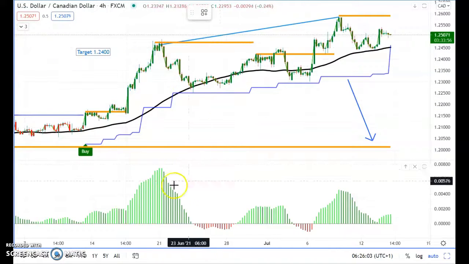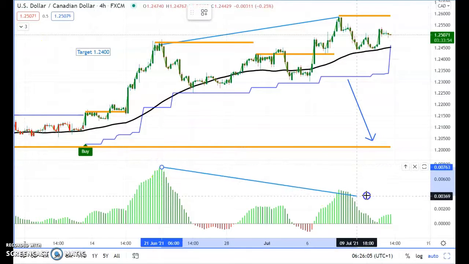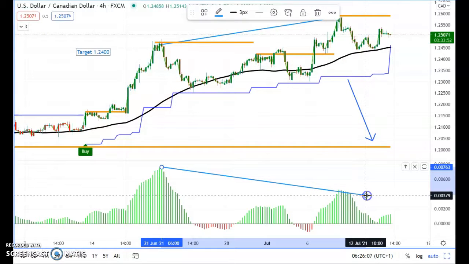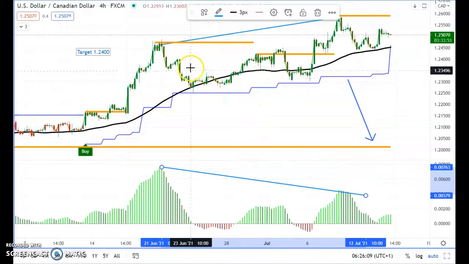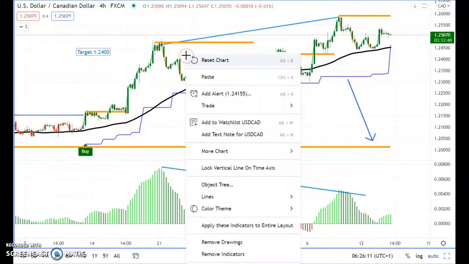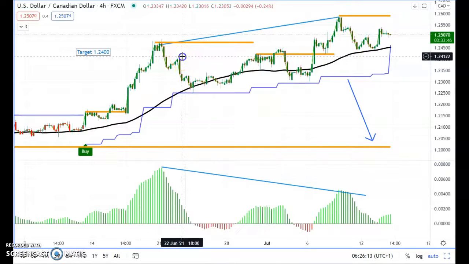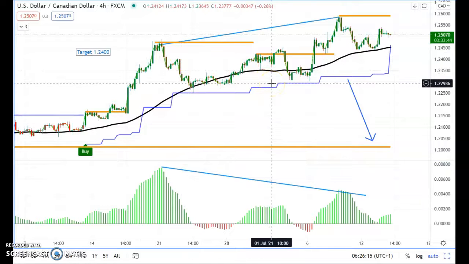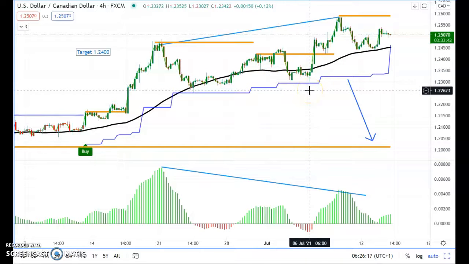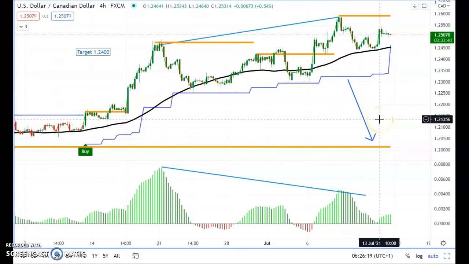US Canadian: histogram moving down, price moving up. And so we expect the price to move south in the next week.